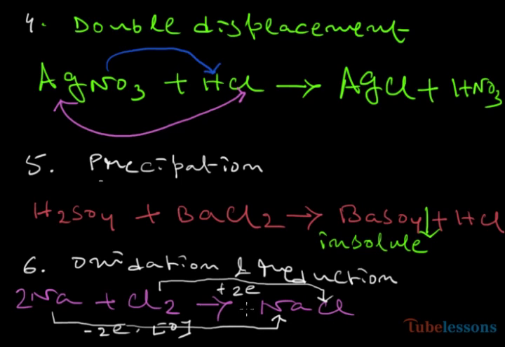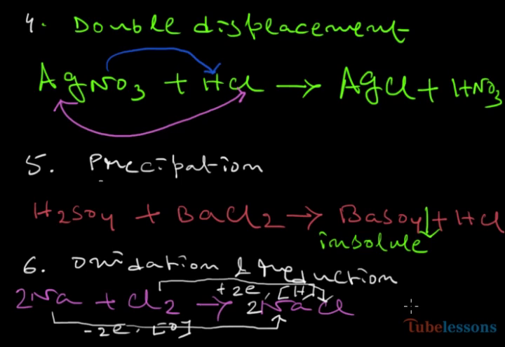Actually, we have to write 2 before NaCl to balance this equation. So in this reaction, sodium atom gives up 2 electrons to form sodium ions, 2 sodium ions rather, and chlorine takes 2 electrons to form 2 chloride ions. The removal of electron is called oxidation and taking of electron is called reduction. Symbol of reduction is H within a third bracket.